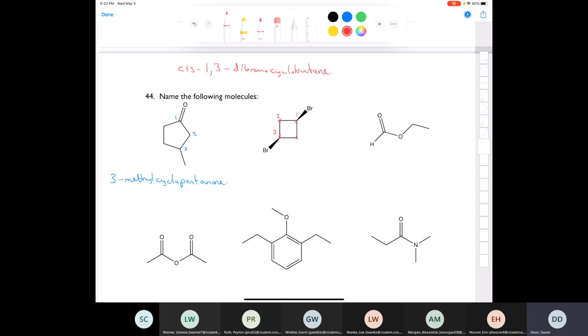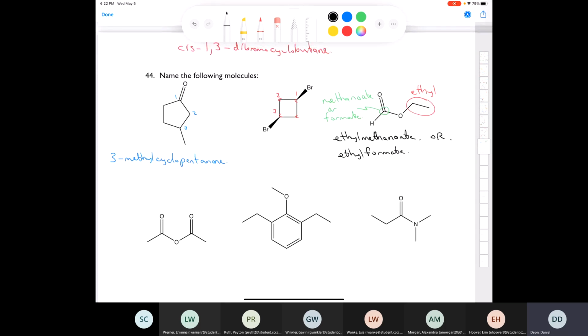The next one is an ester. We have an ethyl group over here. And since we only have one carbon over here, we could either call this methanoate, or you could call it formate. Either one works. So you could call this ethyl methanoate, or you could call it ethyl formate. Either one is perfectly legit.